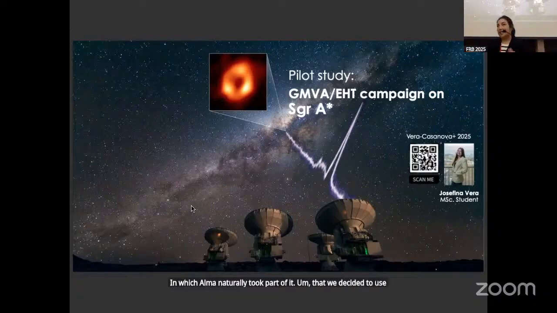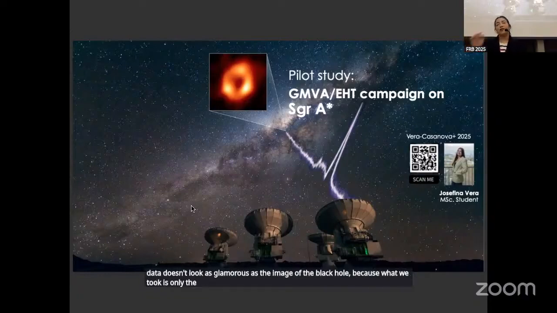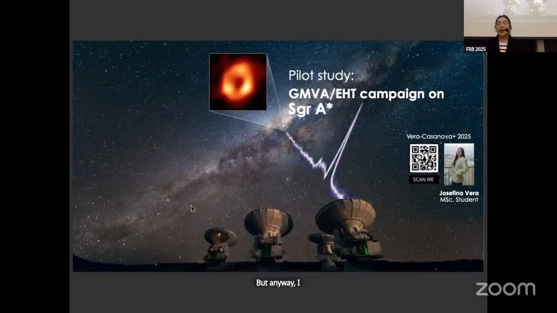Now our data doesn't look as glamorous as the image of the black hole, because what we took is only the contribution from ALMA, which is just an ugly time series. But anyway, I like to show this. We all love time series, naturally.